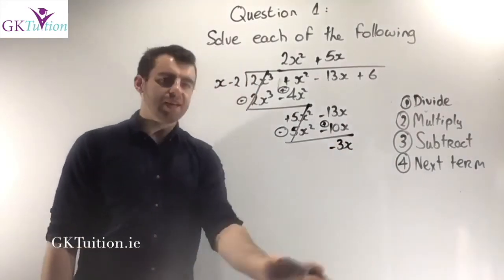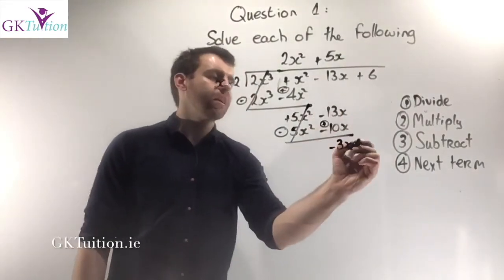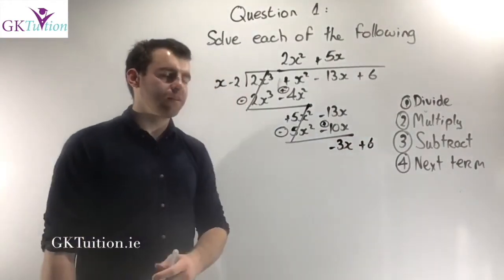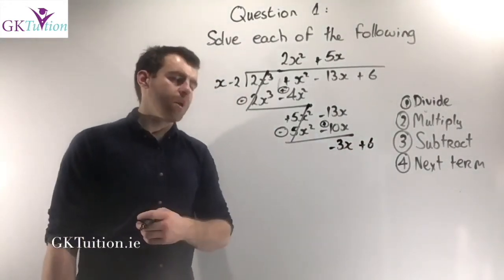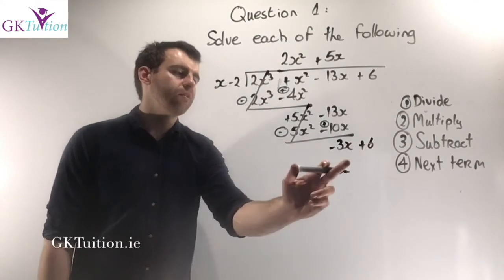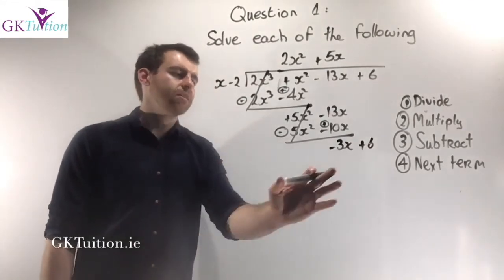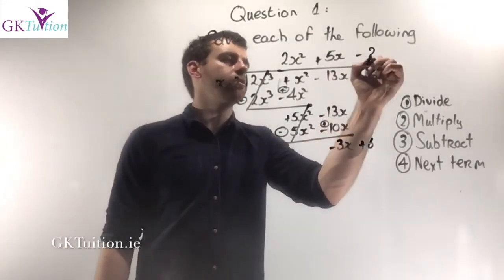My fourth step then is to take down the next term, which in this case is a plus 6. And I'll start my process one more time. I'll divide the first thing here into the first thing here. X into minus 3x gives me minus 3.